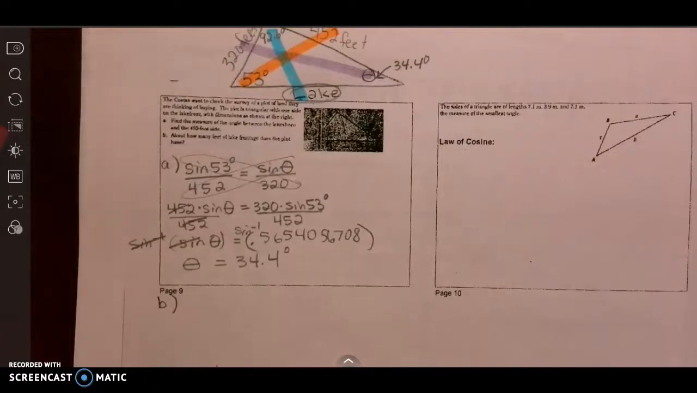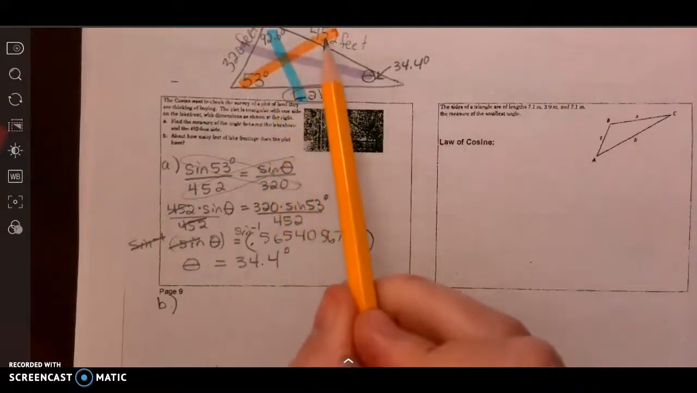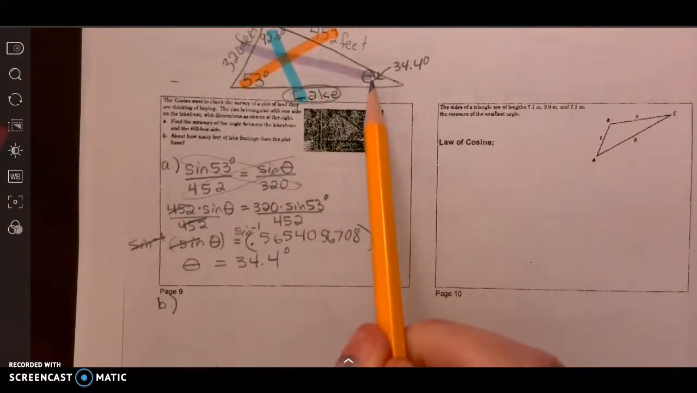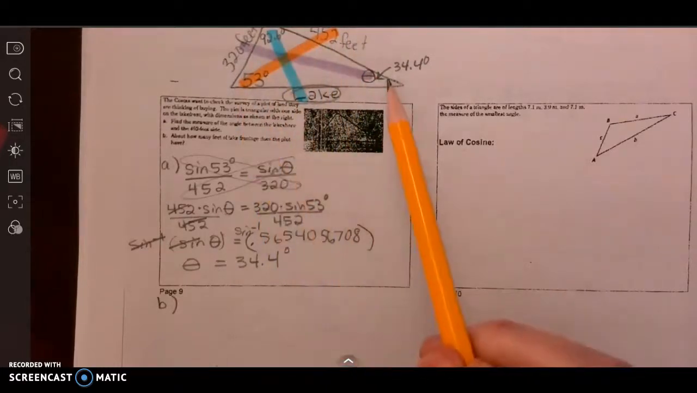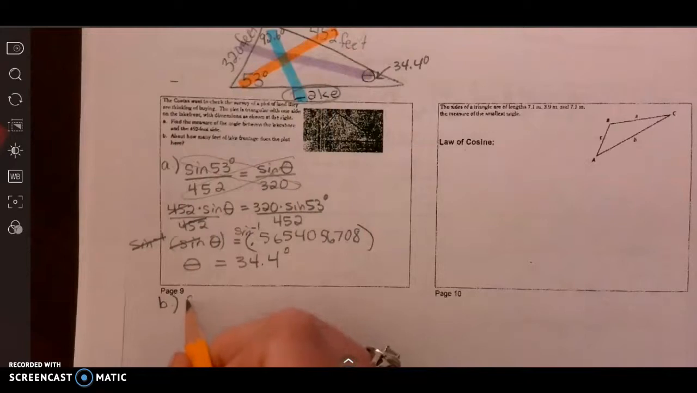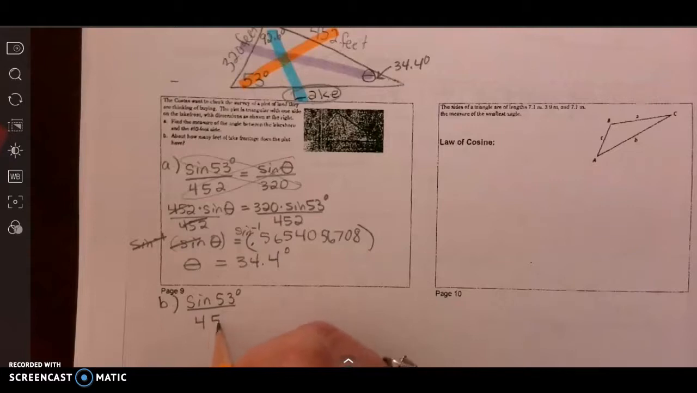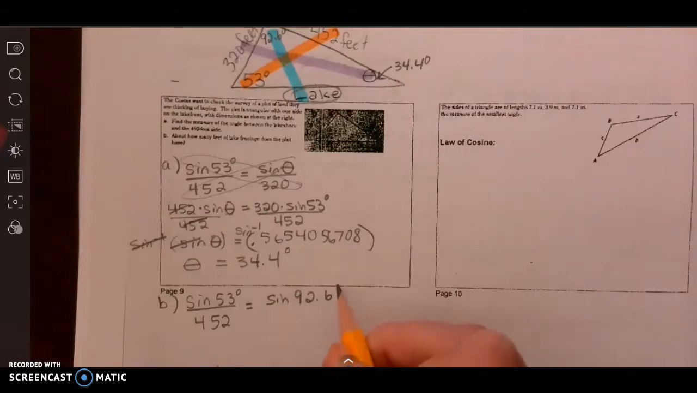Now, when I choose which one to use, do I use the sine of 53 over 452 or the sine of 34.4 over the 320? I would use your original one because this involves an estimate. It's always best to go with exact information. So I'm going to do sine of 53 degrees over 452 is equal to sine of 92.6 divided by, I don't know what it is. That's the lakefront that I'm looking for.